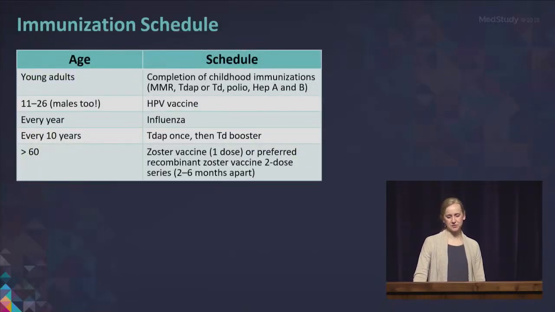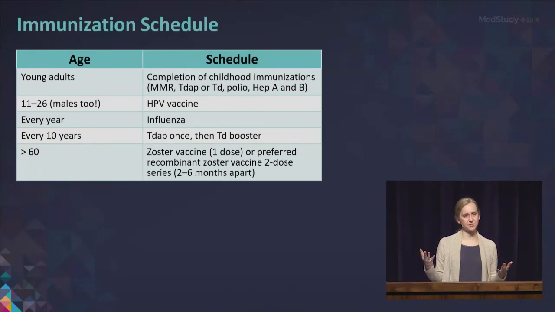So the immunization schedule, this is sort of the basic immunization schedule that I think we're all aware of, which is that young people, we need to make sure they got their childhood immunizations, especially if they had parents who were declining for whatever reasons. We're going to catch them up. We're also going to give them the HPV vaccine, which is now approved for men as well between the ages of 11 and 26. Everyone gets a flu shot.